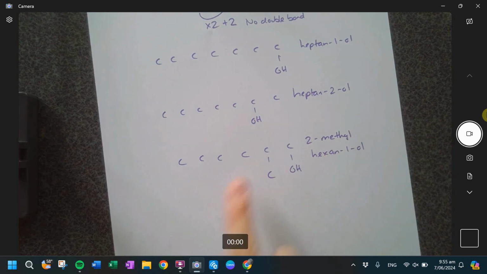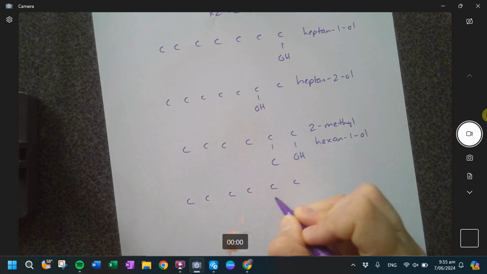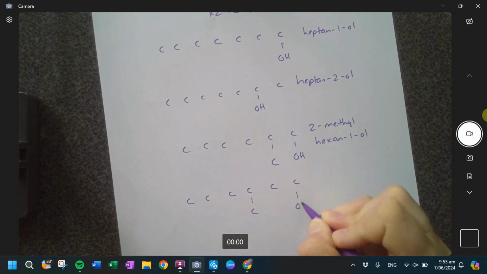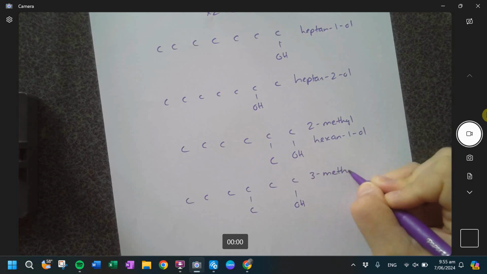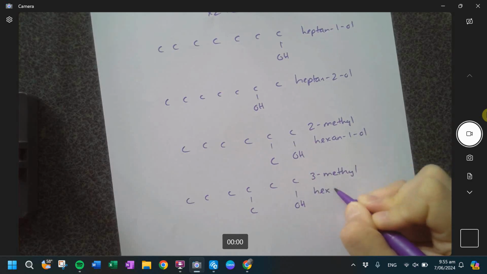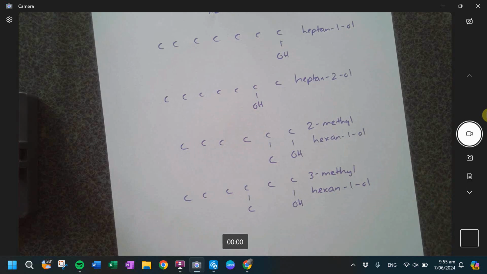And then what I can do is I can move the carbon down one more. 1, 2, 3, 4, 5, 6. Move it down over here. Keep the OH here. Now I have 3-methyl. I already have 4 isomers.